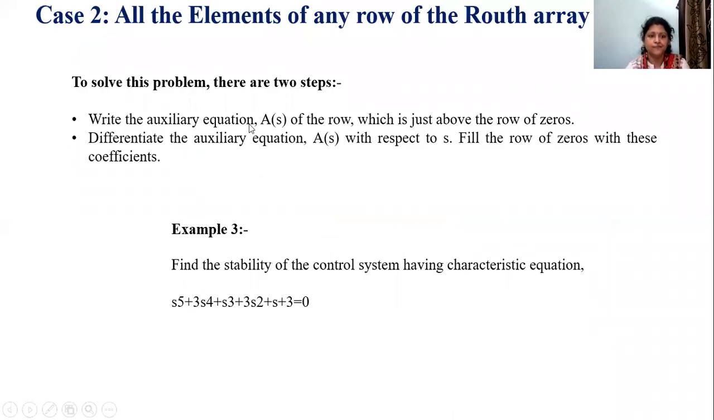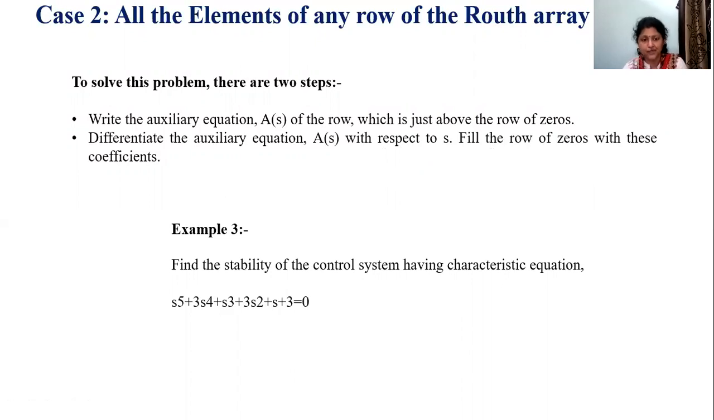What is the next difficulty? All the elements of a row are 0. Let's take an example. What could we do in that case? Our approach will be to write the auxiliary equation of the row which is just above the row of zeros. Again, we have to differentiate that auxiliary equation with respect to s. Then we get the coefficients of that equation, and these coefficients replace the row of zeros. Then the Routh array continues as before.